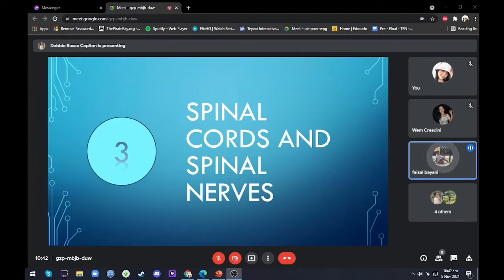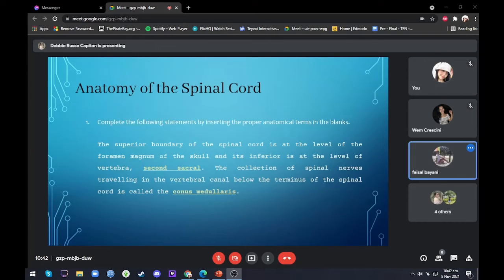Okay, spinal cord and spinal nerves. Anatomy of the spinal cord. Number 1. Complete the following statements by inserting the proper anatomical terms in the blank. The superior boundary of the spinal cord is at the level of the foramen magnum of the skull and its inferior boundary is at the level of vertebra L2. The collection of spinal nerves traveling in the vertebral canal below the terminus of the spinal cord is called the cauda equina. The terminus of the spinal cord is the conus medullaris.